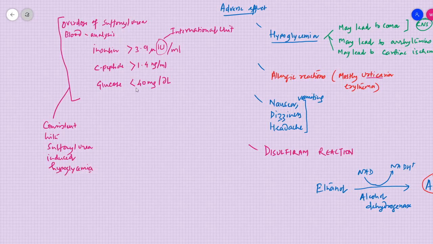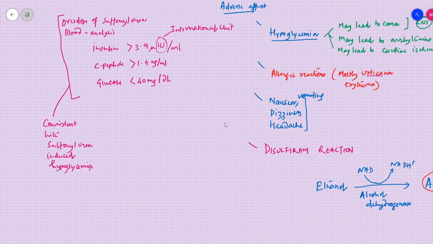So glucose will be considerably reduced and C-peptide would be increased and insulin will be increased. And this reduction, the hypoglycemia would persist for sometimes 1 to 2 days. So it's a prolonged hypoglycemia, which is what the adverse effect of sulfonylureas are. It's a prolonged hypoglycemia, 1 to 2 days. Okay, so we talked about the adverse reactions.